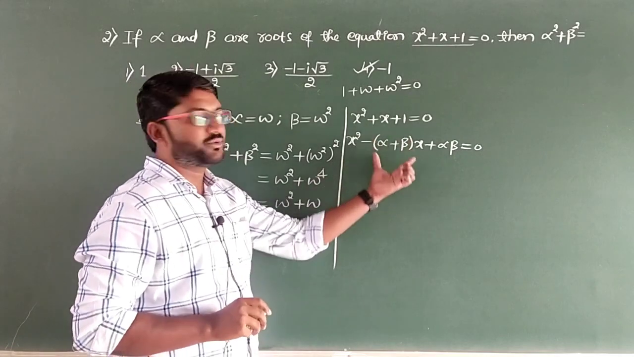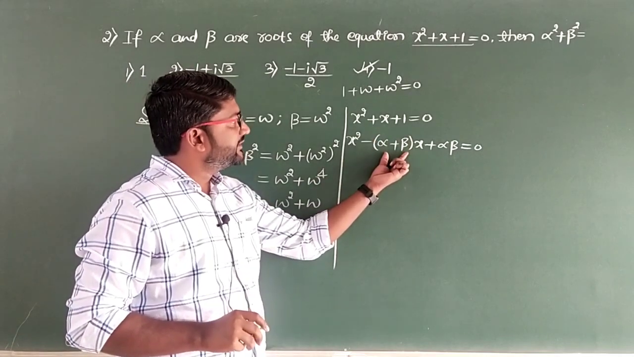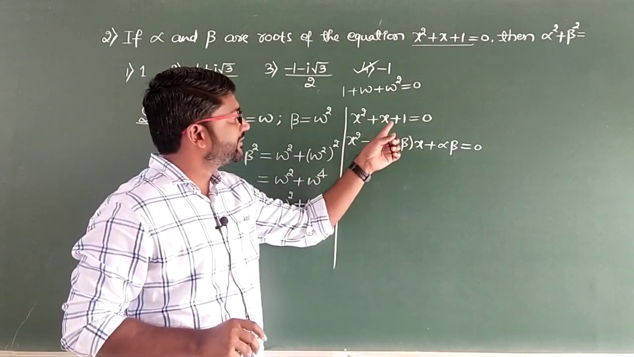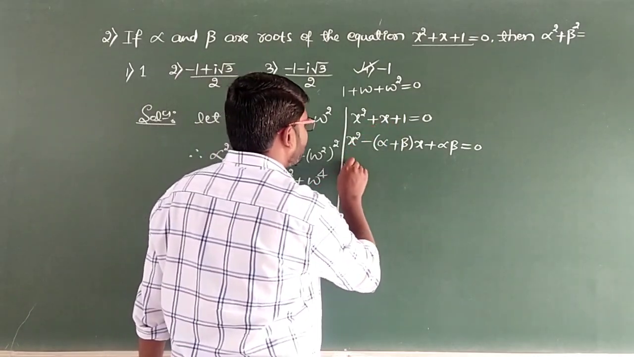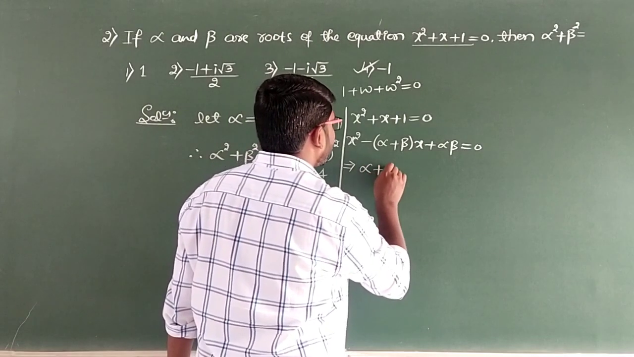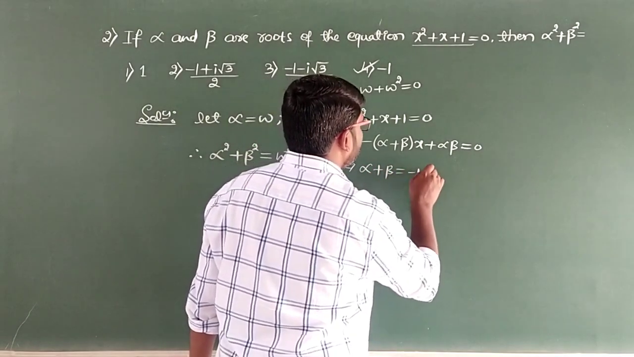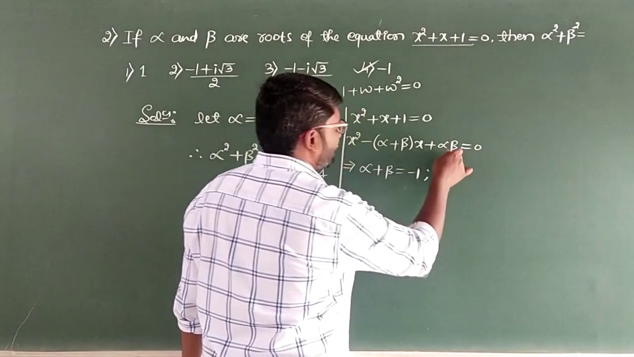Now compare these two now. In place of alpha plus beta, what do we have? It is minus 1. X is the same here and it is minus 1. This implies alpha plus beta is minus 1, then alpha beta, what is the product of roots?